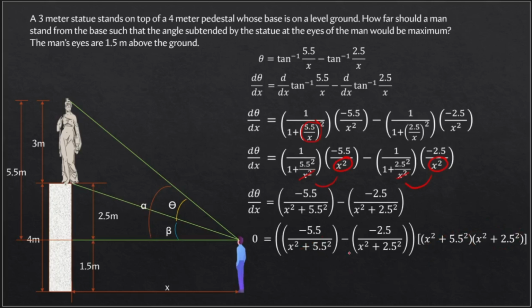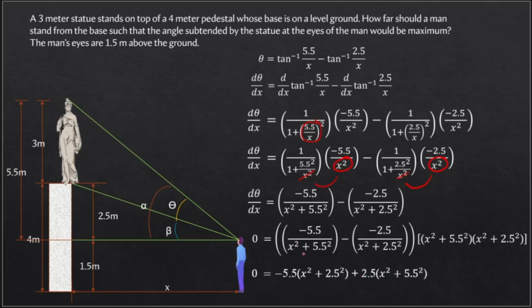However, for the second term, multiplying this whole expression to the second term, this will cancel. And then we are left with this expression. And so essentially, we would have 0 equals negative 5.5 times x squared plus 2.5 squared. And then negative times negative, that will become positive. And then we have 2.5 times x squared plus 5.5 squared.